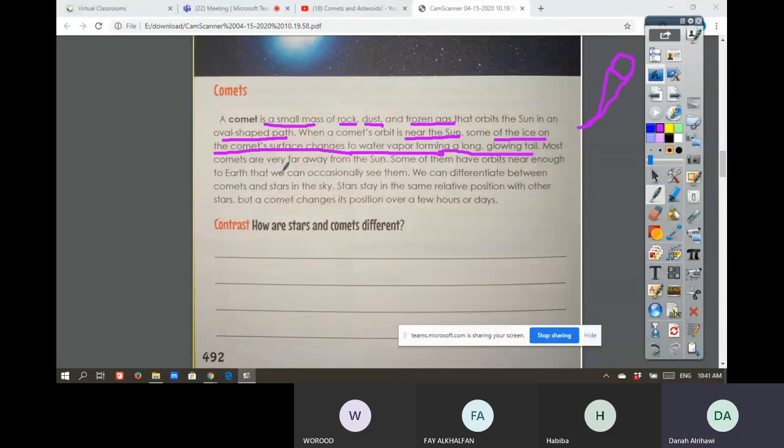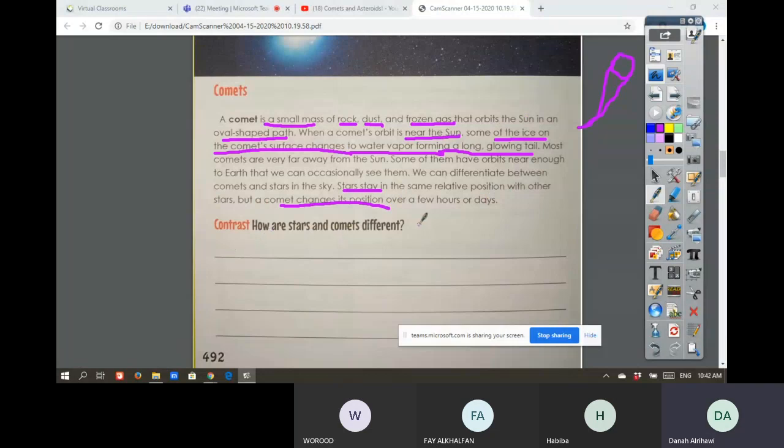Most comets are very far away from the sun. Some of them have orbits near enough to Earth that we can occasionally see them. So sometimes we can see them because sometimes they are near to the Earth. We can differentiate between comets and stars in the sky because the comets are very fast. Stars stay in the same relative position with other stars, but the comet changes its position over a few hours or days. So the comets are changing, but stars stay in the same place while the comets change their position. That's why we see them just moving.